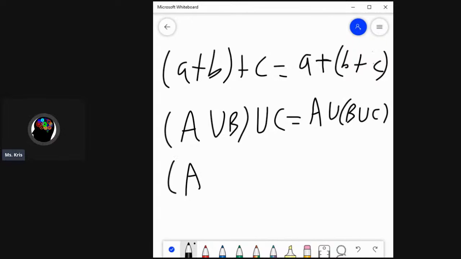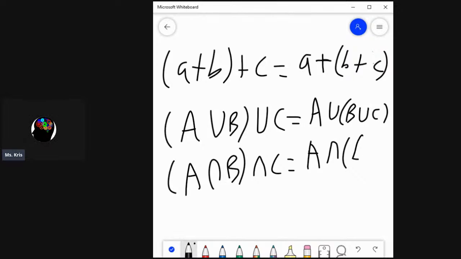Intersection rule also applies. The intersection of A and B, intersected with the set of C, is the same thing as saying the set of A is intersecting with the intersection of B and C.